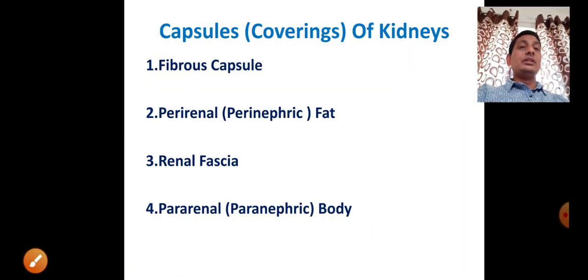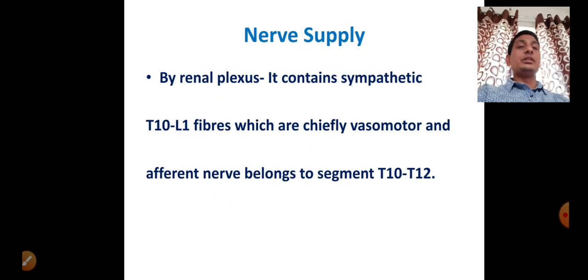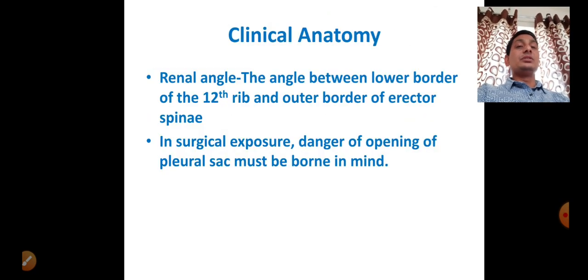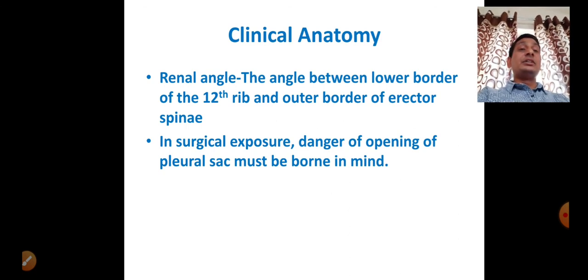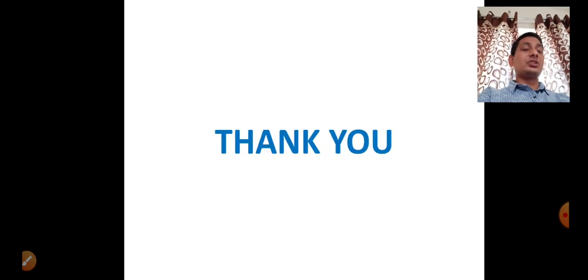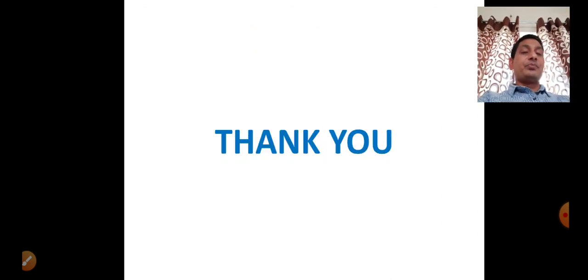Next in the clinical anatomy, if we are going for surgical exposure of the kidney, we must bear in mind the danger of opening the pleural sac. While going for the surgical opening of the kidney, you must keep in mind that the pleural sac must not be exposed, because the pleural sac goes up to the 12th rib. Now we have completed the structure of the kidney. Okay, thank you.